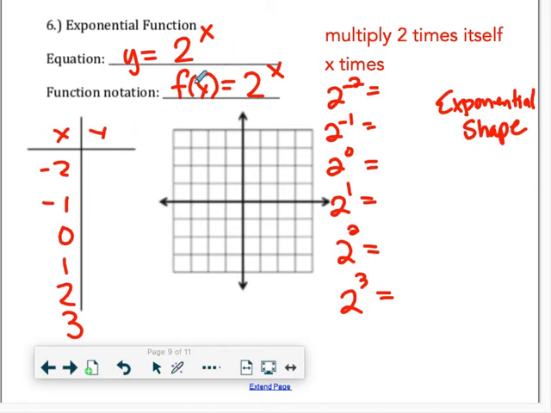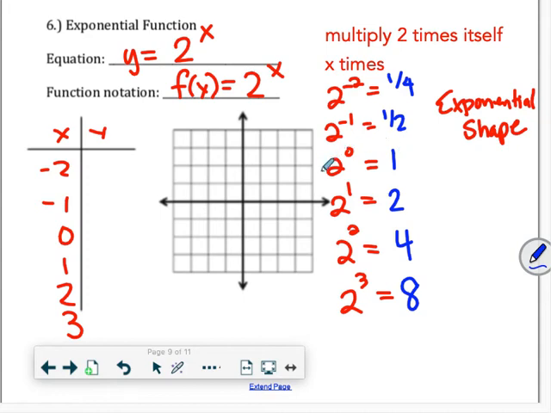I would take -2, plug it in for x. Take -1, plug it in for x. This is what it would look like. So let's start with the positives. 2 to the third is 2 times 2 times 2. 2 to the second is 2 times 2. 2 to the first is 2 times itself, not like only one time, basically. So it's just 2. And 2 to the 0 is 1. 2 to the -1 is a half. 2 to the -2 is a fourth.